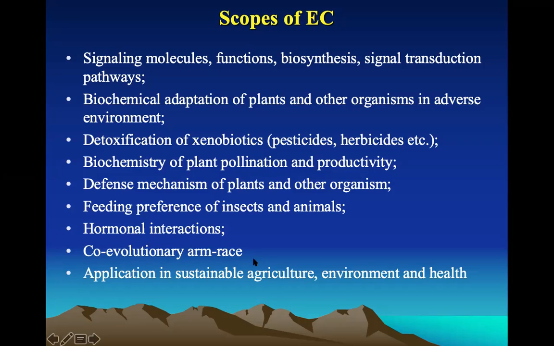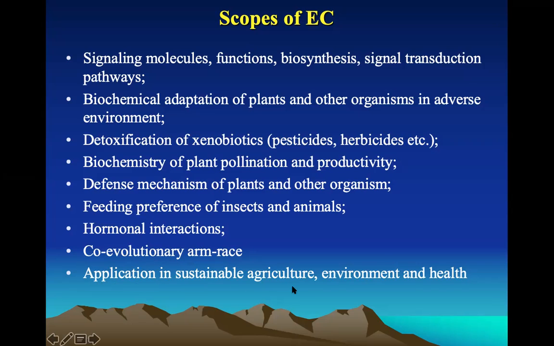Co-evolutionary arms race. This is very interesting. When a plant produces a toxin to stop eating by a herbivore, the herbivore also tries to adapt to it, and there is a co-evolutionary arms race. Herbivores produce some enzyme to detoxify the toxin produced by the plant. So this is the arms race. We shall discuss how attack by a toxin, counterattack by another toxin or another detoxifying agent takes place.